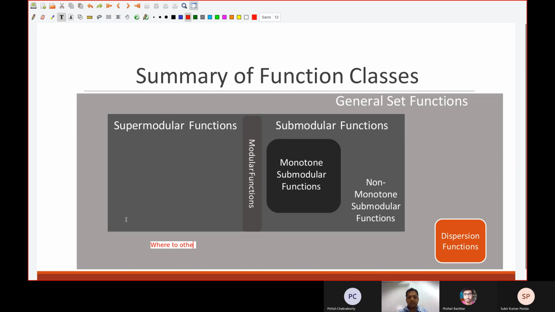Where do other submodular functions, or where does the application of information gain, conditional entropy, etc., which we'll see, fall when applied to other submodular functions? When I say other, I mean other than entropy. So that's a curious thing.